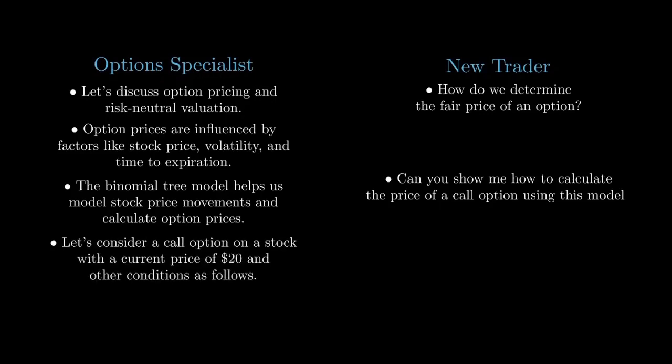Let's consider a call option on a stock with a current price of $20 and other conditions as follows. Now let's delve into a detailed example on a call option. This example is with a strike price K equal to $21. Time to maturity is 3 months, which is converted to a quarter of a year, 0.25, and the risk neutral interest rate is 0.04 or 4%. The initial price is $20.